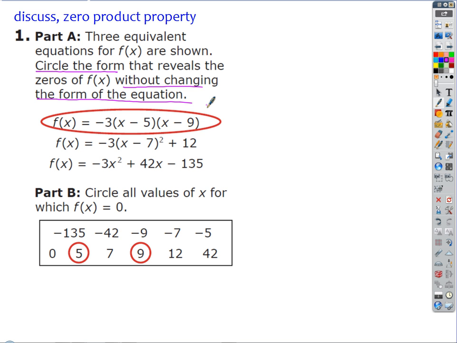Well, that's it, right? If we want to find the zeros, what does it mean to find the zeros? The zeros of a function are the values that make the function 0. So if I set all of these equal to 0, what they're really asking is which form allows me to inspect the equation and get the zeros? Basically the one without any squares, the one that's factored, right? Because then we can use the zero product property. Does that make sense? That's all they're saying. So what are the answers? Well, 5 and 9, right? You've done a ton of that, no big deal.